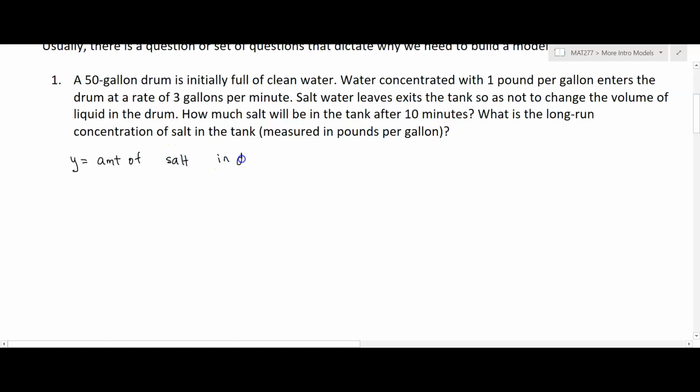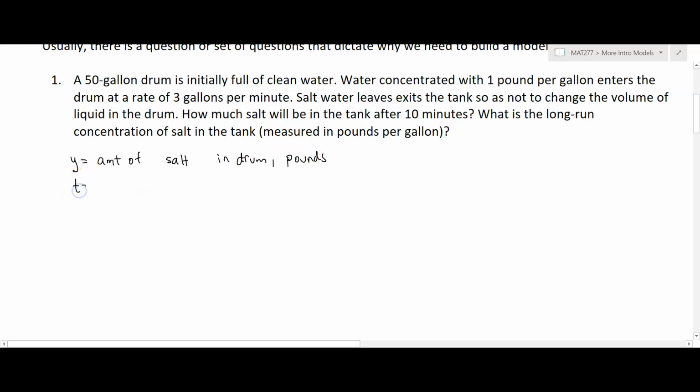in drum. And we want to specify units because when we write dy dt, we've got to make sure that our units are what they're supposed to be. And so we're measuring salt in pounds, therefore there's no reason why we should convert to a different unit of weight or mass. So that looks good.